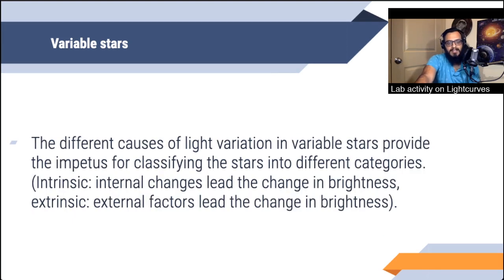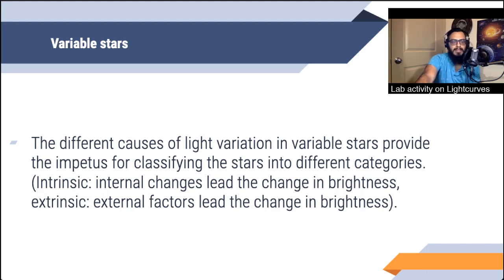The different causes of light variation in variable stars provide an impetus for classifying the stars into different categories. So here we broke it down just into two main types. One is intrinsic, where internal changes lead to the change in brightness. And extrinsic is due to external factors that lead to the change in brightness.